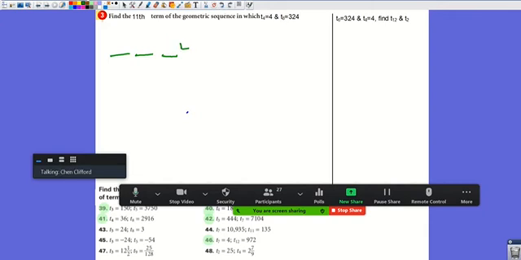Great, my pen is acting weird. 4, 5, 6, 7, 8, 9, 10, and we're trying to find t sub 11. Okay, that's my diagram. That's nothing new. We've been doing that. Even the next part ain't nothing new.